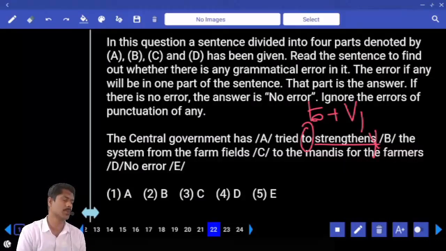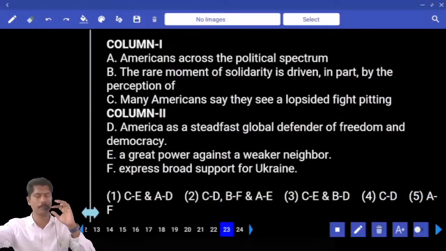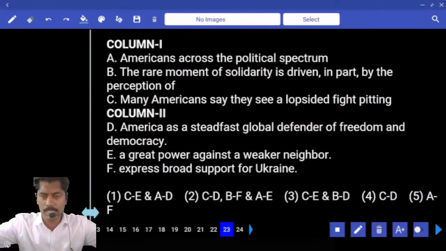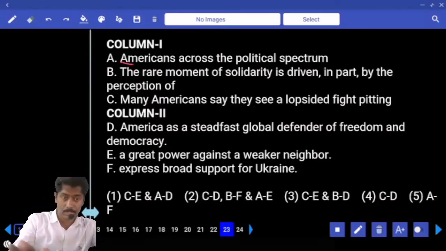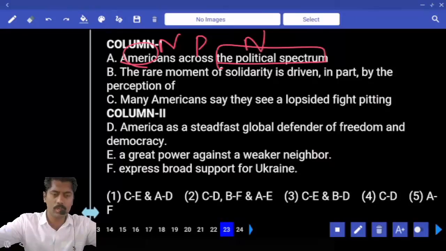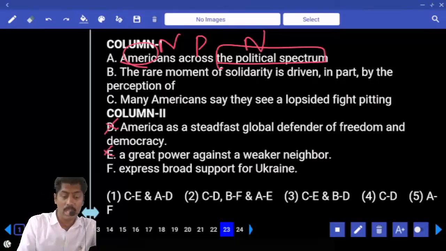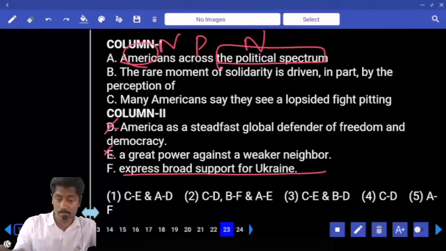Second part contains a grammatical error. Column 1, column 2, we need to combine. Americans across the political spectrum. Noun, preposition, noun. When NPN comes, the verb is decided based on the first. Americans, Americas, no. Americans a great power against. Americans express broad support.